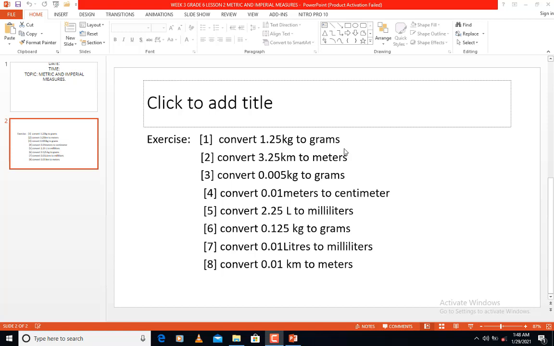So if you are multiplying, you copy the question like 1.25 kg, so you say equals 1.25 multiplied by 1000, then you give me the answer. If you are dividing, you copy the question, then you say divide by whatever you are dividing with, then you get the answer. So that is what we want to do in this exercise. So you can do it properly, then you send the answers to me.